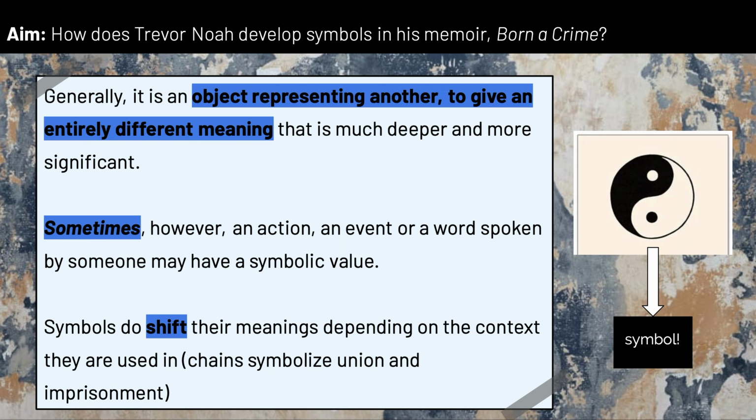Just a little definition: generally, a symbol is an object representing another to give an entirely different meaning that is much deeper and more significant. Sometimes, however, an action, an event, or even a word spoken by someone may have a symbolic value. Symbols do shift their meaning depending on the context they are used in. Chains symbolize union, imprisonment, and so on. The yin and the yang, that's a symbol. Maybe your boyfriend or girlfriend gives you a necklace or a piece of jewelry, and that becomes a symbol for you. It literally represents something, but there is a bigger meaning to that. When we see a heart, we think love.